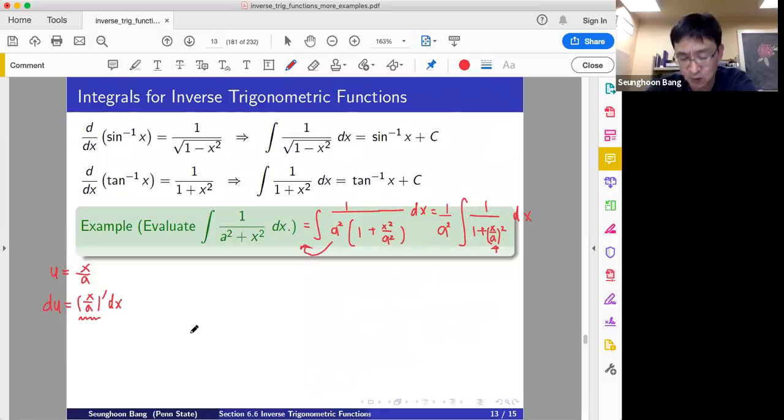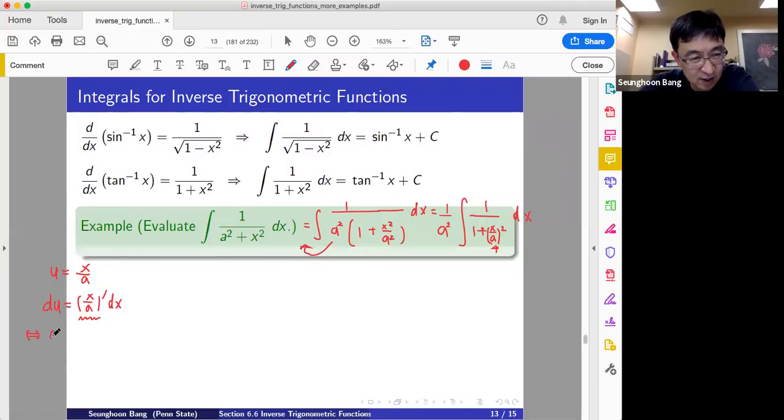Could you write your answer on the chatting board? What is (x over a) prime? Is it 1 over a? What do you think? Yeah, this is 1 over a, because a is constant, only x prime, and x prime is 1. 1 times 1 over a is 1 over a.